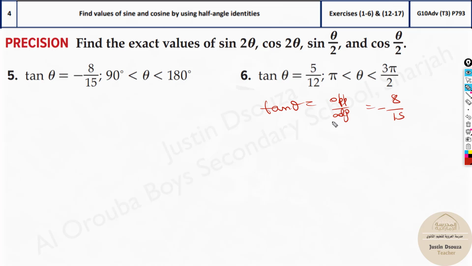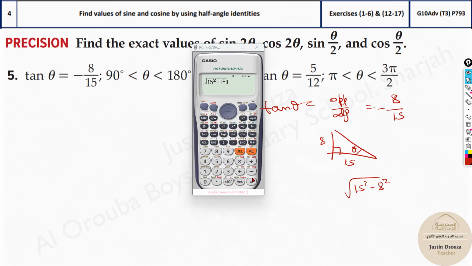Now, the opposite side is given. The adjacent side is given. What is the hypotenuse? Now imagine this is 90 degrees, this is theta. The opposite side over here is 8, the adjacent side over here is 15. What is the hypotenuse? You can easily find it by the square root of 15 squared minus 8 squared. When you solve this in the calculator, you get the answer for the hypotenuse. Here I've just typed it out, and the answer is root of 161. That's the hypotenuse, HYP.